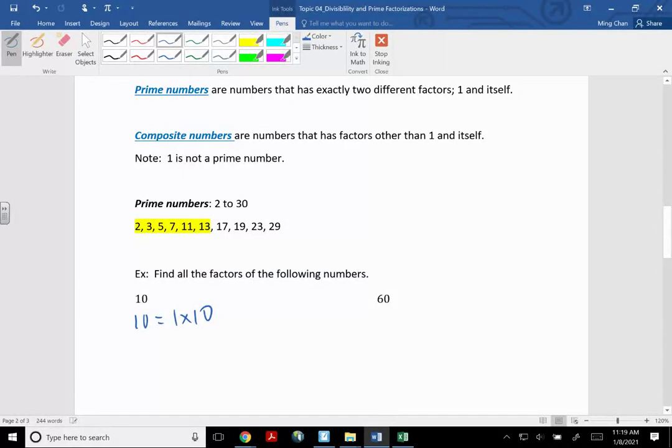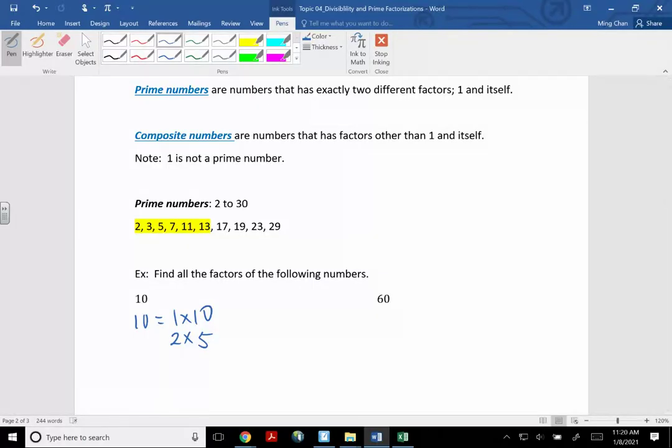All right. So this is where divisibility comes in. Can 2 go into 10? Sure, because 10 ends in 0. So I know 2 will go into 10 5 times. Can 3 go into 10? No, because 1 plus 0 is only 1. 3 cannot go into 1, so 3 cannot go into 10.